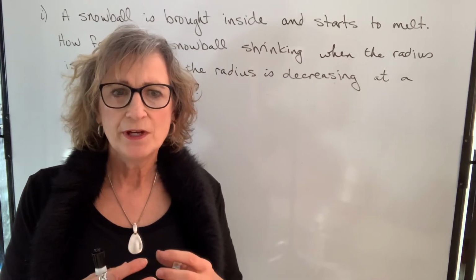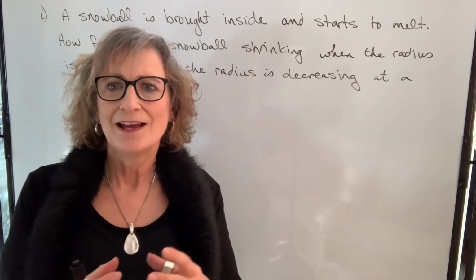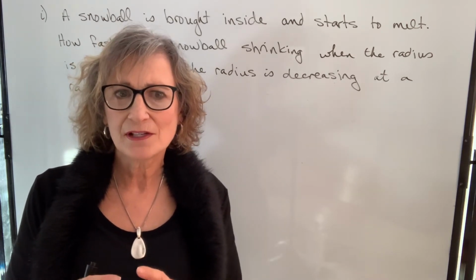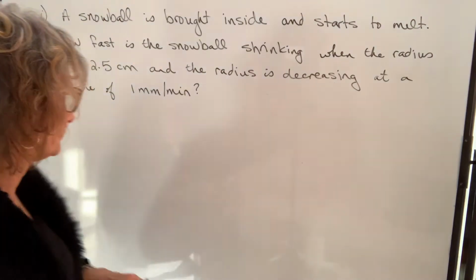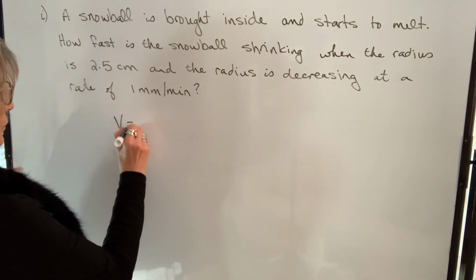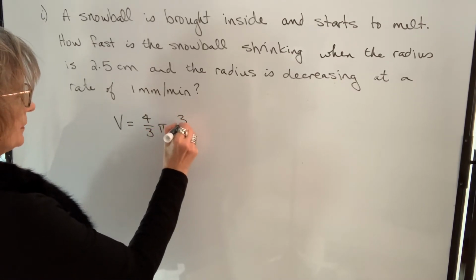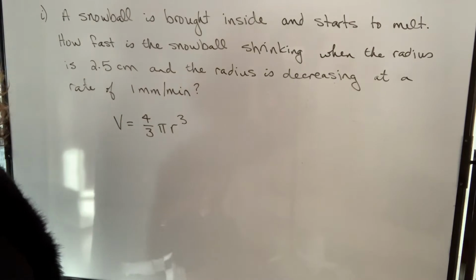So we need to first of all get a relationship between the size of the snowball and the radius, and that would be volume. The size of the snowball is going to be volume. We're talking about volume of a sphere. So volume will equal 4/3 pi r cubed. That's the formula for volume of a sphere.